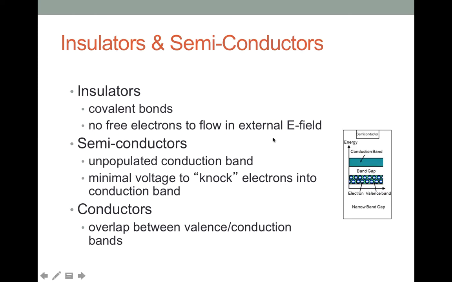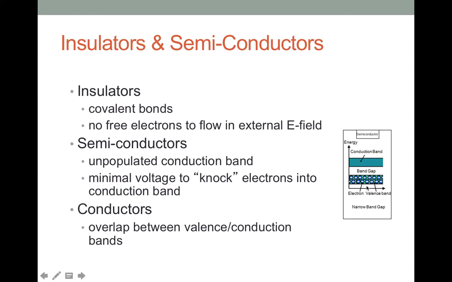Semiconductors are similar to insulators, except the band gap is very small. And just by heating them up to room temperature even, some of these electrons will gain enough random thermal energy to jump into the conduction band where they can in fact conduct. In addition, if I apply a voltage, I can also knock electrons into the conduction band and they will begin to move. And again, the semiconductor will conduct.